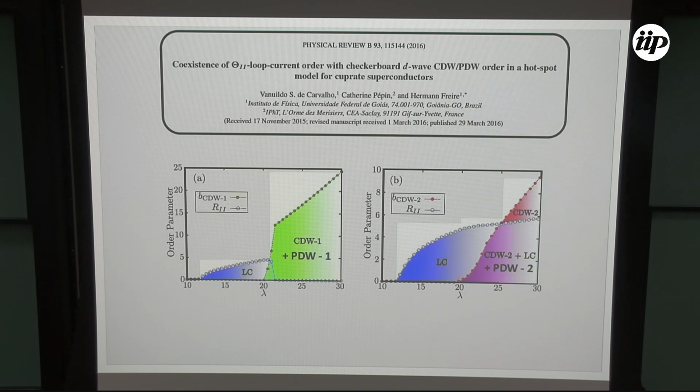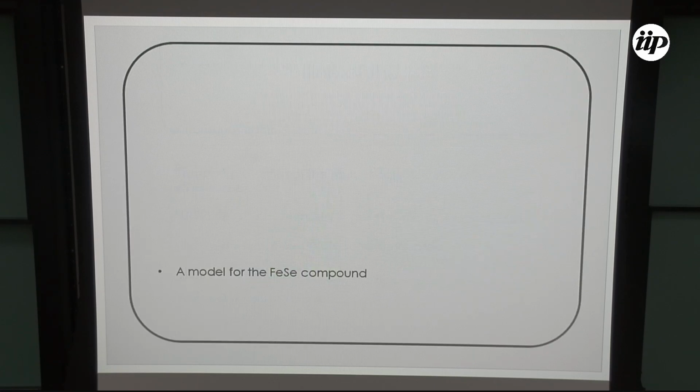Okay, so this was a mean field calculation. Of course, we have to improve that in order to include fluctuation effects, and this will be done in the future. Okay, I still have time.